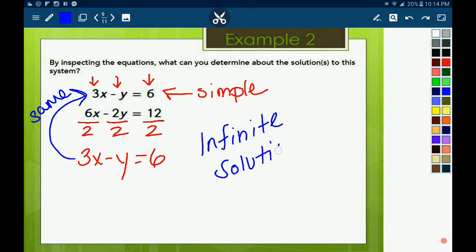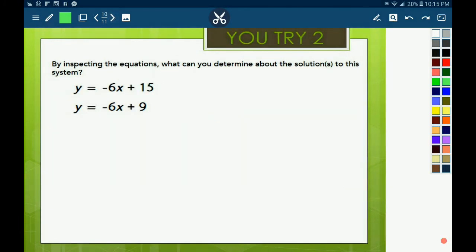If you simplify, and it turns out to be exactly the same thing, that is infinite solutions. If this 6 turned out to be a different number, then you would have had no solutions because the left side said 3x - y for both of them. So I want you guys to give this analysis a try in your U-Try.